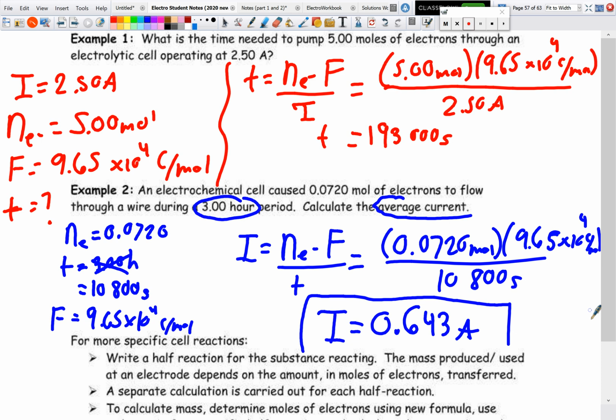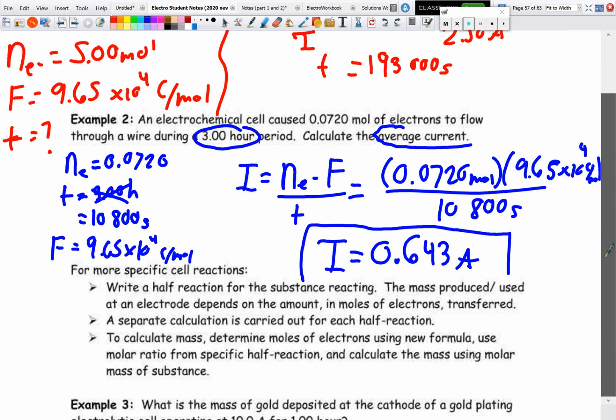Of course, all this is just showing you how you can solve for time, you can solve for current, or even the number of moles of electrons. For the most part, this is just going to be one of the calculations tossed inside of a bigger stoichiometry problem. It's not too often you see ones like this.